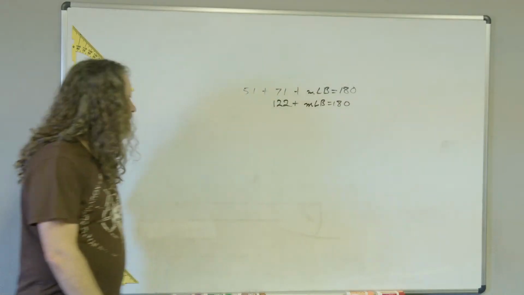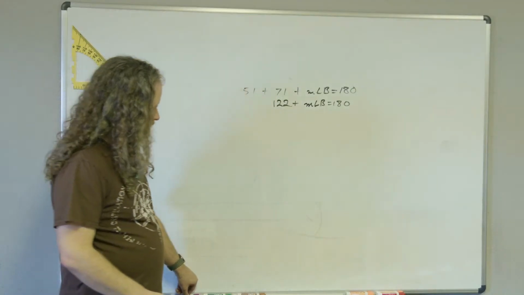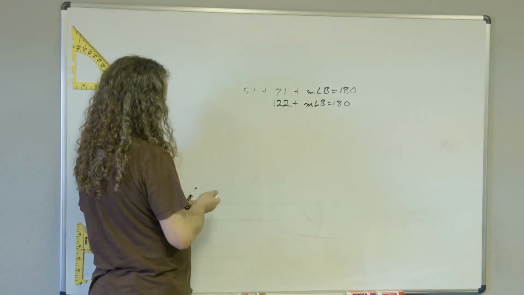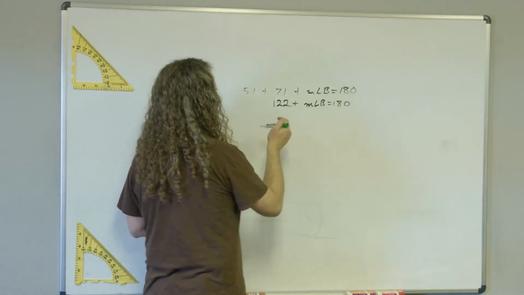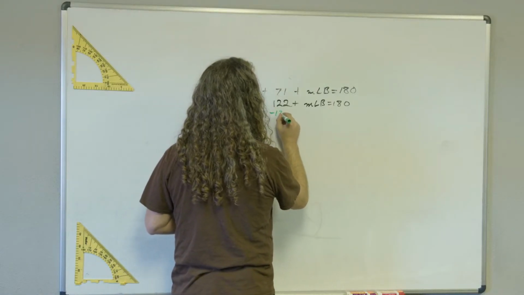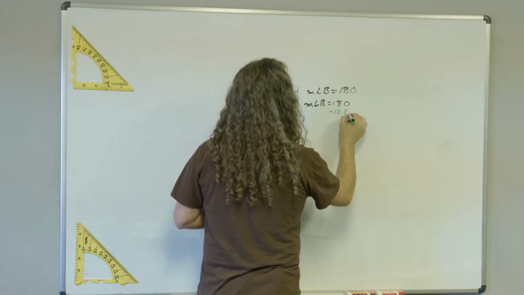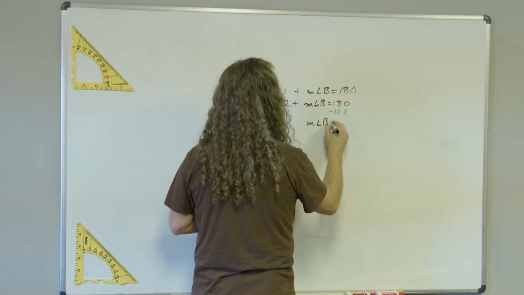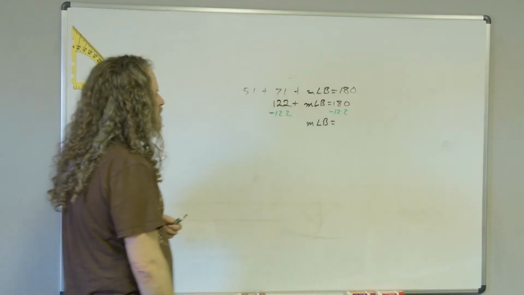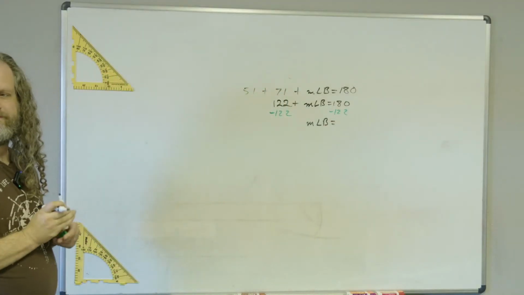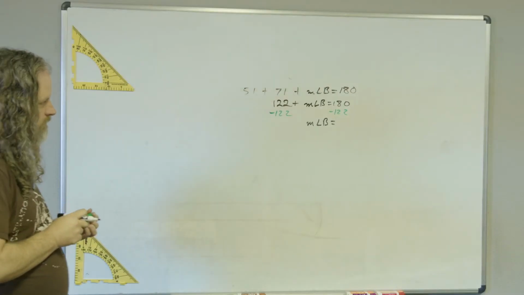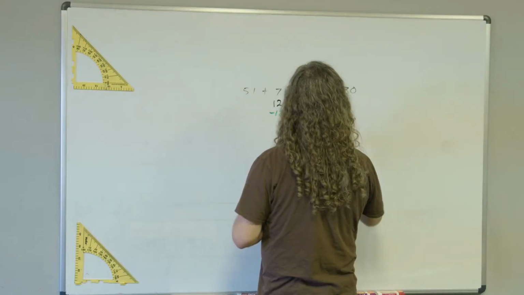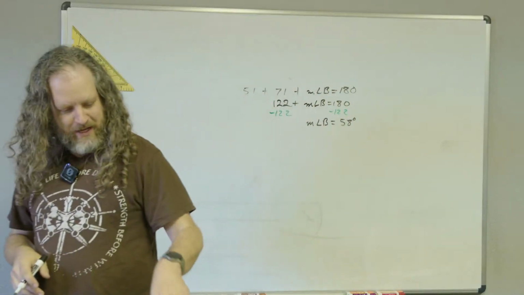Now what would I do? I would subtract. What would I subtract? 122 from both sides. That's true. What is 180 minus 122? 58. It's 58. Right, and then you do it just like the rest of them, right?